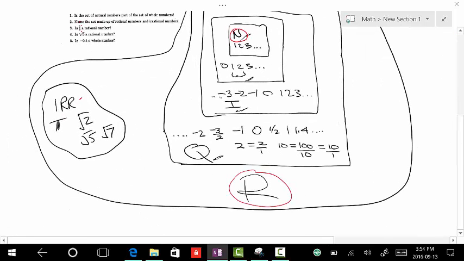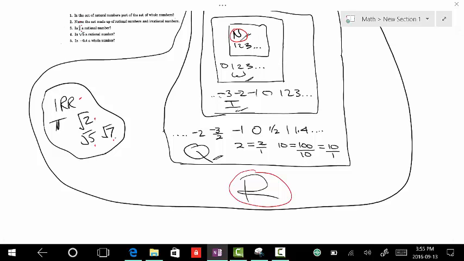Is the square root of 5 a rational number? No, the square root of 5 is actually an irrational number because it has a decimal expansion that does not repeat. It just goes on forever. A clue to help you figure this out: remember pi is an irrational number, and for any prime number such as 2, 5, 7, if you take the square root of that, it's an irrational number.